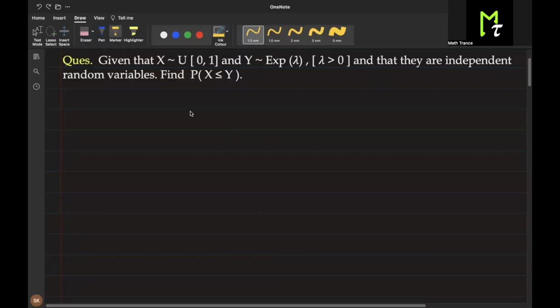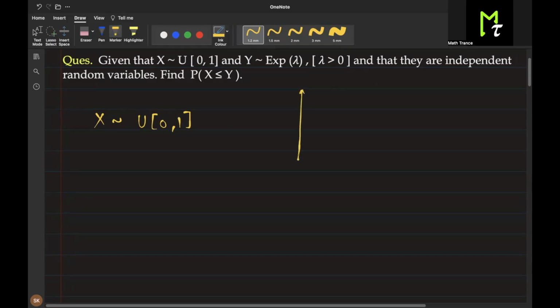So given that x is uniformly distributed between 0 and 1 and y is exponentially distributed with the parameter lambda such that lambda is positive and that x and y are independent random variables. Find the probability that x is less than or equal to y. So given that x is distributed uniformly between 0 and 1.